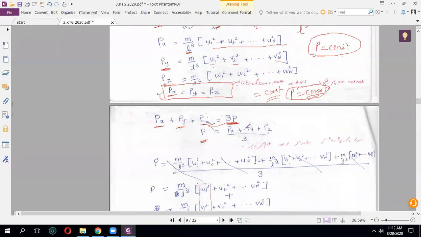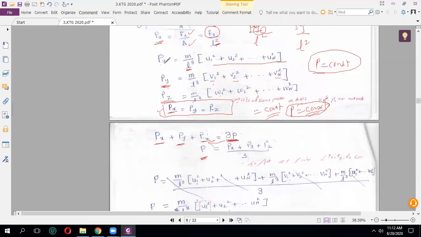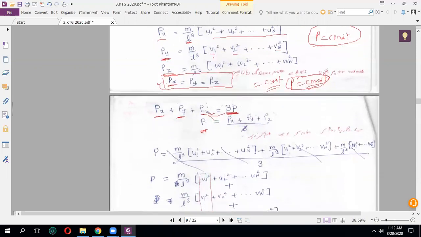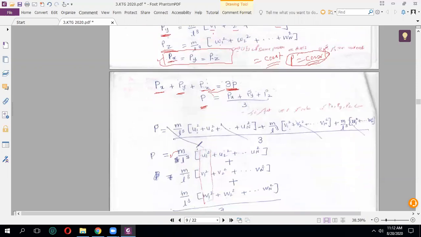P is equal to Px plus Py plus Pz upon 3. Clear this part? Now we are very near to the derivation formula part. Now we have Px, Py value. Put here Px, Py value. What is the value of Px? M upon L cube. This is the value, M upon L cube.